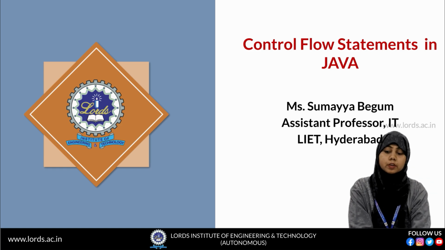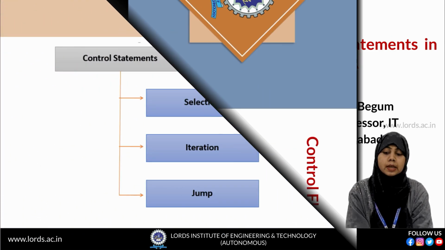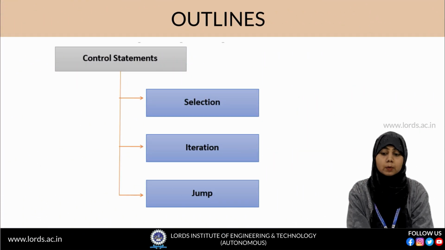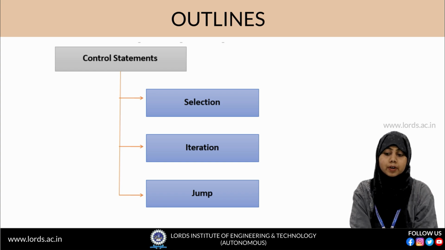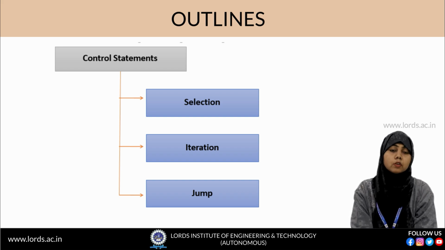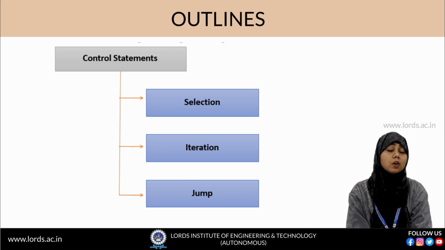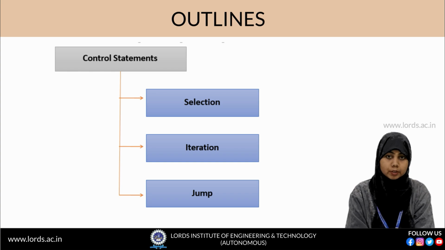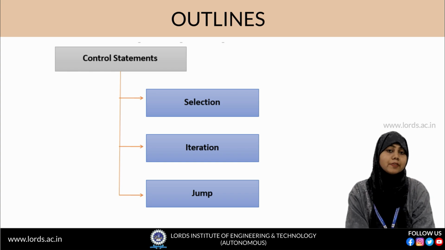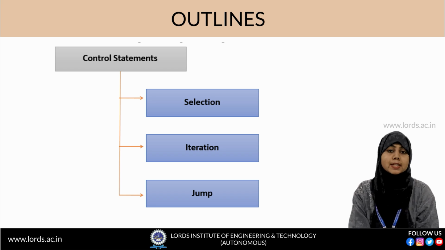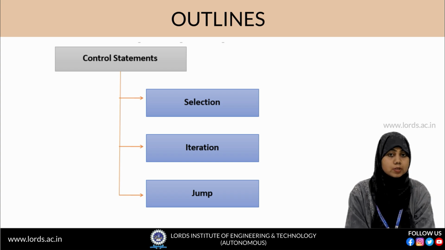Today we are going to cover control flow statements, and as you can see in slide 1 outlines, control statements are divided into 3 types: selection, iteration and jump. First of all, what is a control flow statement? A program's control flow is the order in which a program is executed. Java, being a flexible programming language, provides statements that can control the flow of Java source code. Such statements are called control flow statements.